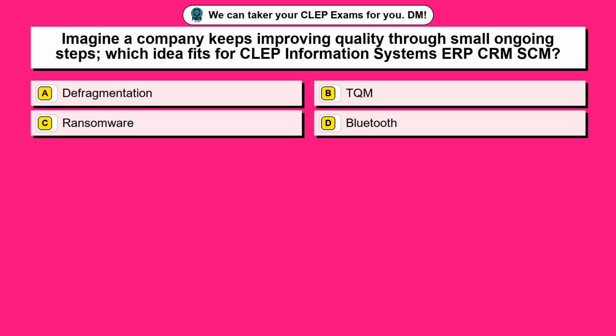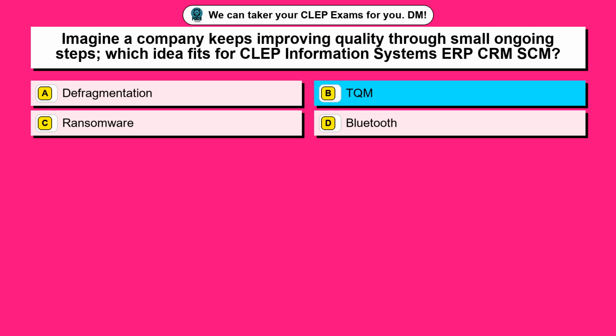Question 18. Imagine a company keeps improving quality through small ongoing steps. Which idea fits for CLEP Information Systems ERP CRM SCM? Option A. Defragmentation. Option B. TQM. Option C. Ransomware. Option D. Bluetooth. The correct answer is option B.